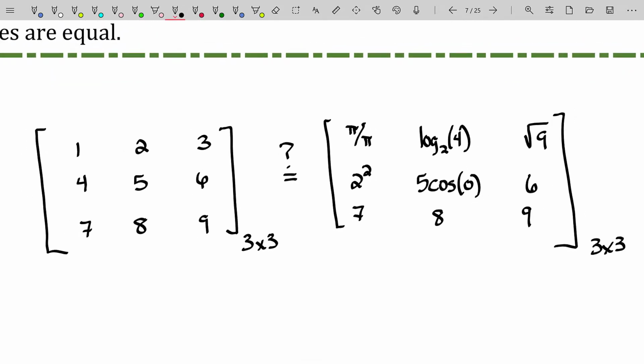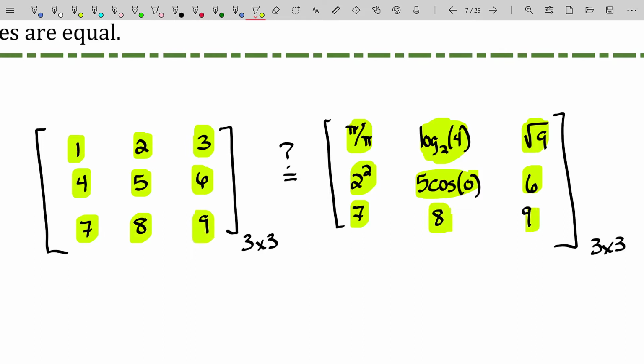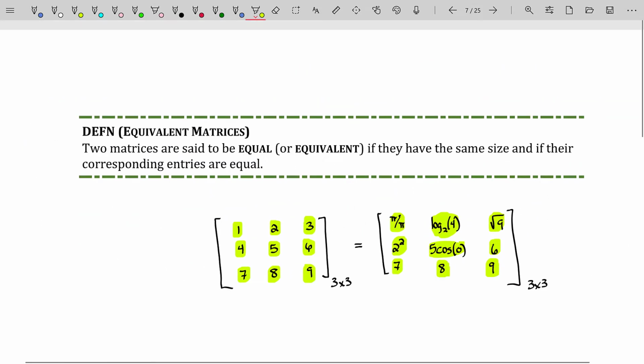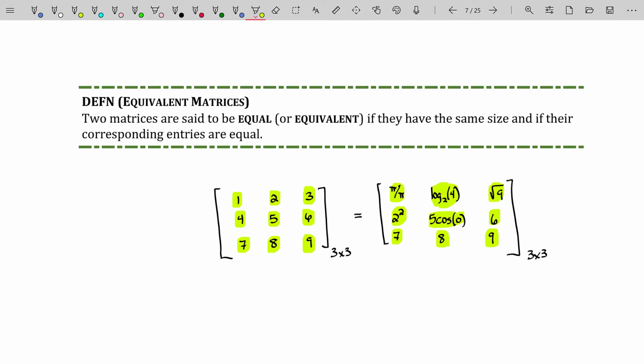Now let's see if their corresponding entries are the same. 1 versus pi over pi, sure, that's the same. 2 versus log base 2 of 4. If you know your mathematics, you do know that the log base 2 of 4 is actually 2. 3 versus the square root of 9, yes. 4 versus 2 squared, sure, why not? 5 versus 5 times the cosine of 0, absolutely. And then I got lazy. 6 versus 6, 7 versus 7, 8 versus 8, and 9 versus 9. These are all equivalent entries, therefore, these two matrices must be equal or equivalent. And that's purely by definition.